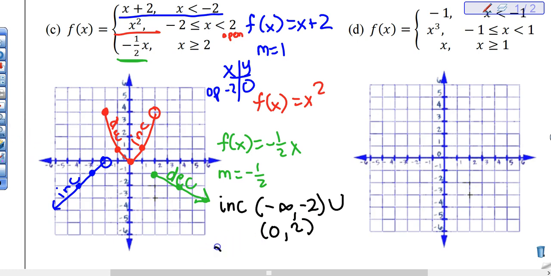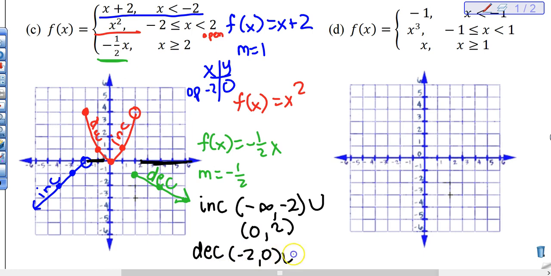Then we switch to decreasing because the graph also decreases. On the domain left to right, it's decreasing from -2 to 0, right here, this domain. And then it's decreasing again right here. So we've got a break, from 2 to infinity.